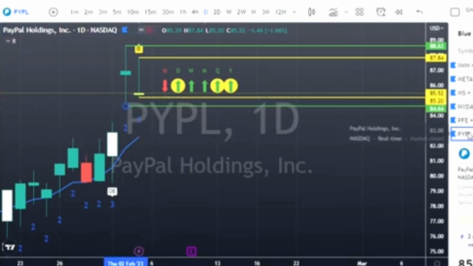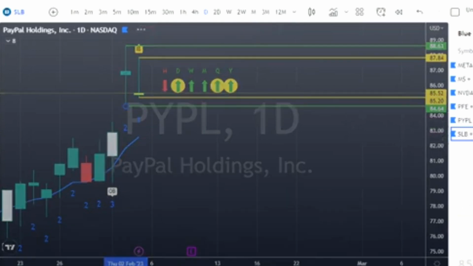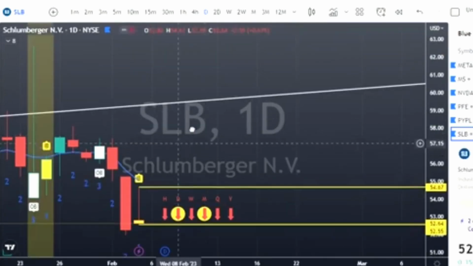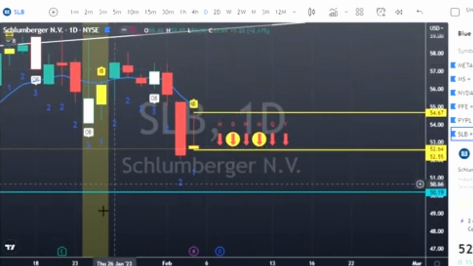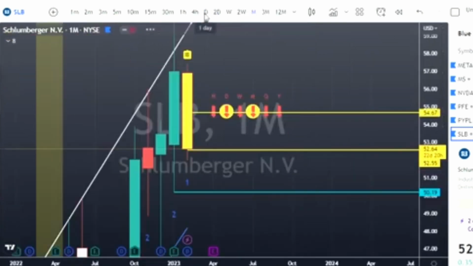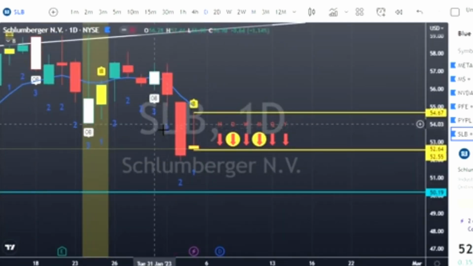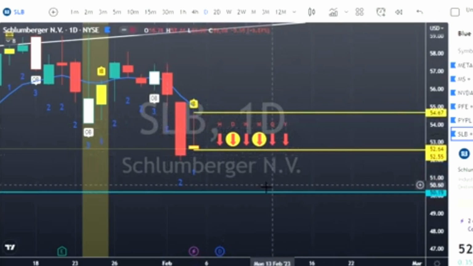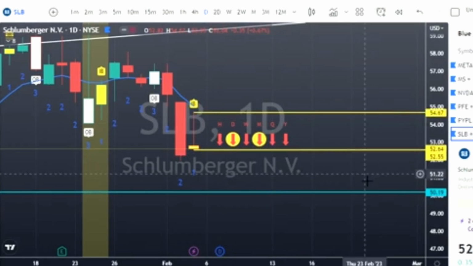Then from there, we go on to SLB. So SLB with the inside bar, full time frame to the downside on SLB, looking to break 2 down on the month right here. Is that correct? Yes, we're looking to go 2 down on the month there at the top of a broadening formation on the monthly. So triggers to the upside, calls 54.67, puts at 52.55.